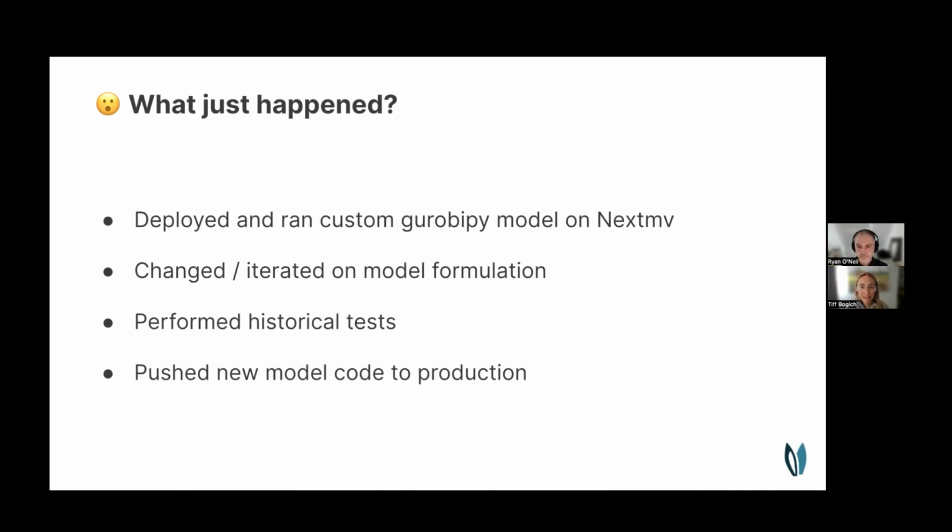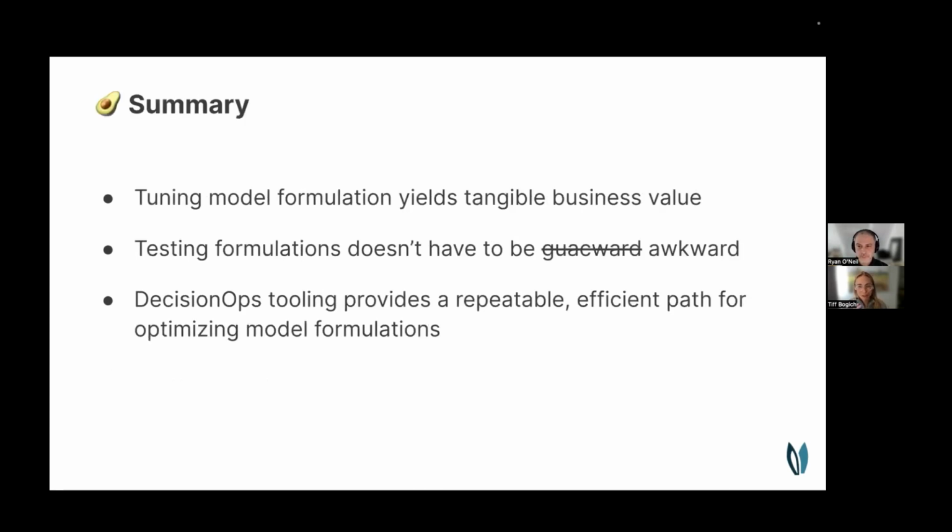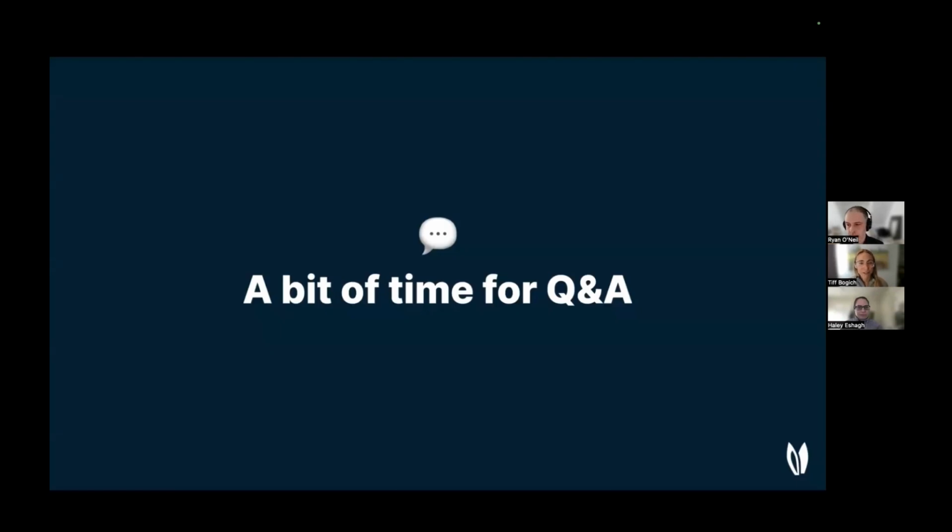And so finally, in summary, we saw that tuning model formulation can yield significant business value, in this case, avocado sales estimates. And iterating on and testing different model formulations doesn't have to be awkward. In fact, it can be pretty streamlined and fast with NextMove. And with NextMove DecisionOps tooling, you can get to a repeatable, scalable path for optimizing different model formulations. So with that, I'm going to hand it back over to Haley if we have some time for Q&A.